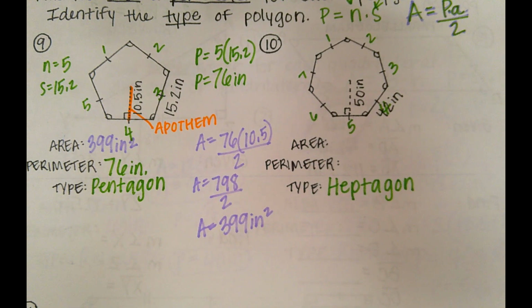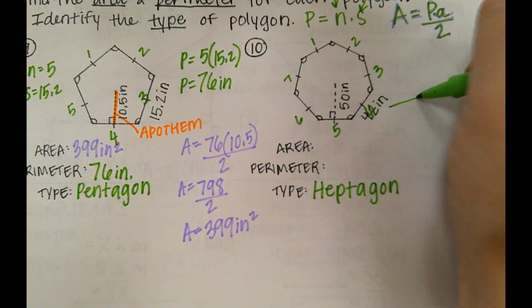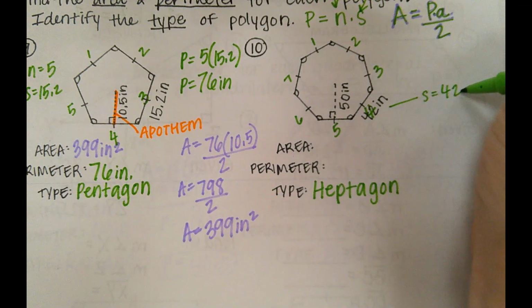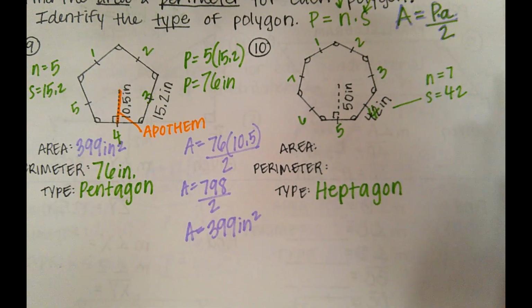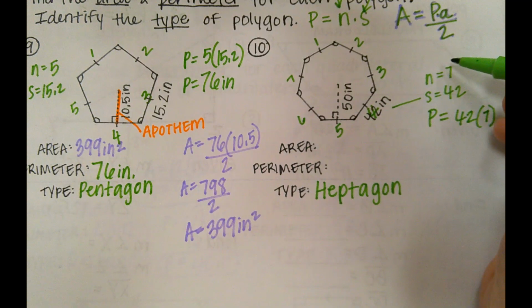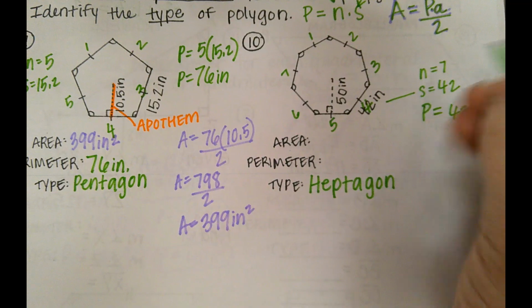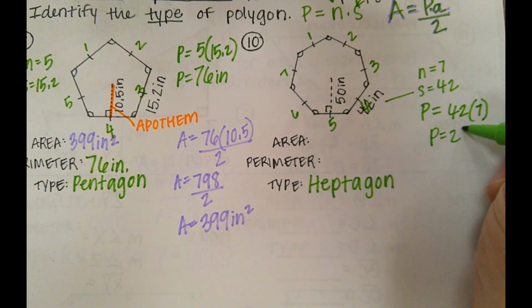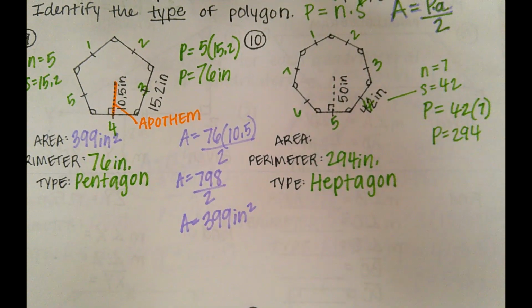Okay. And what should we find next? Your side length, which is 42 inches. Okay, my side length is 42 inches, and my number of sides, we just found, is 7. So how can I use that to find perimeter? Your sides times your side length, times 7. 42 times 7, and yes, 294. What's my units? Inches. Beautiful.